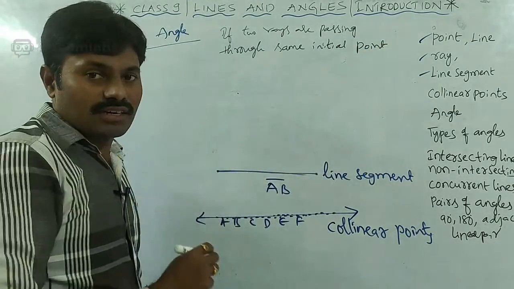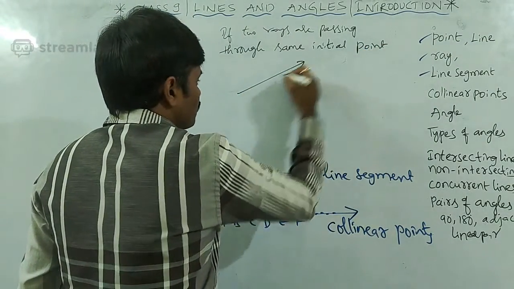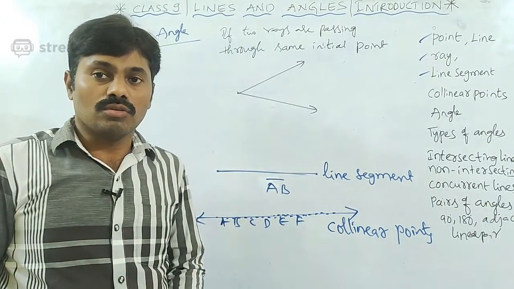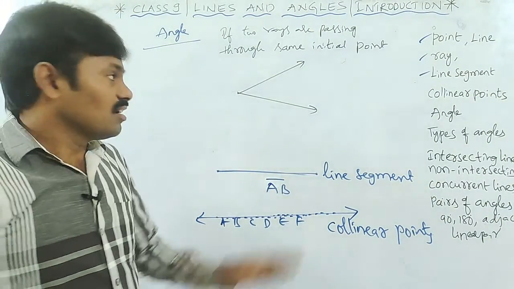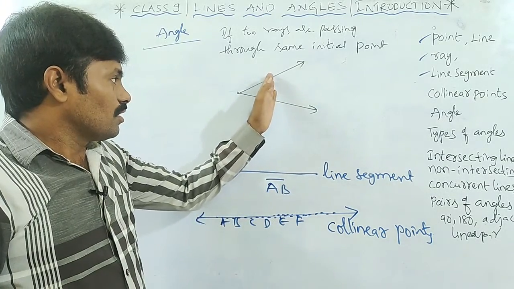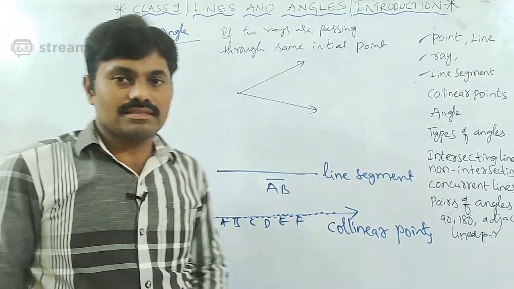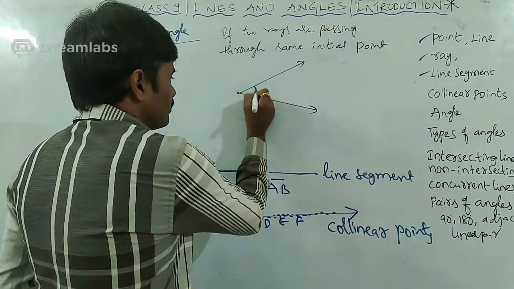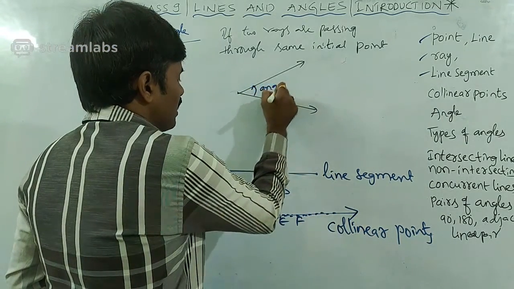If two rays are passing through the same common point, we should say the same initial point, starting point. Initial point means starting point. See, here I have started, and the two rays are passing through like this. Now the region occupied between these two rays is called an angle. This is an angle.